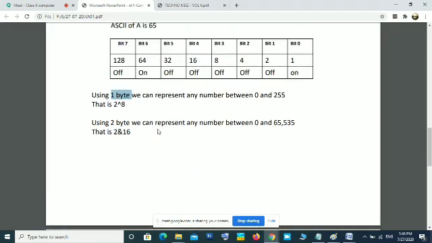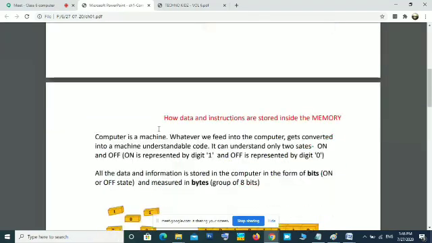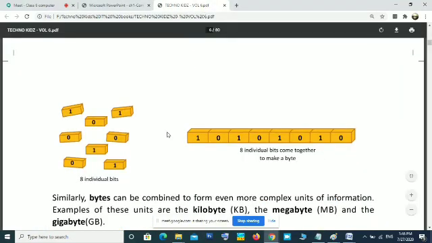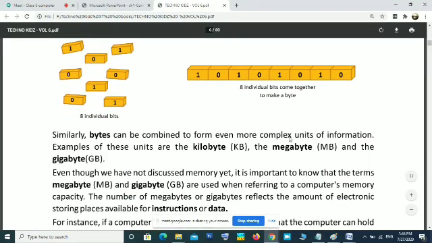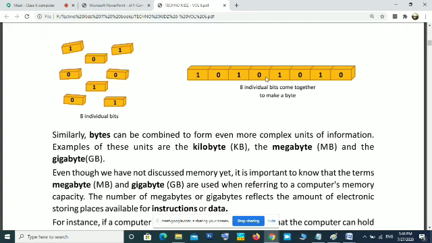So this is how data is stored inside your computer memory. Is it clear? That picture is in your textbook. I will just go through the textbook content. Bytes can be combined to form even more complex units of information. Complex means it can be made into a group of 8-bit or 16-bit or 32-bit. Like that, it can be simple or complex.